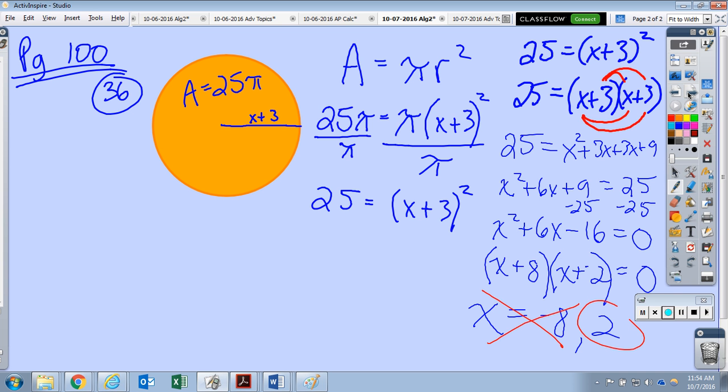This was your exit ticket. Okay, thank you. So let's go over the exit ticket. The exit ticket was number 36. You gave the area of a circle. It says the area of a circle is 25 pi, and you had a radius of x plus 3.